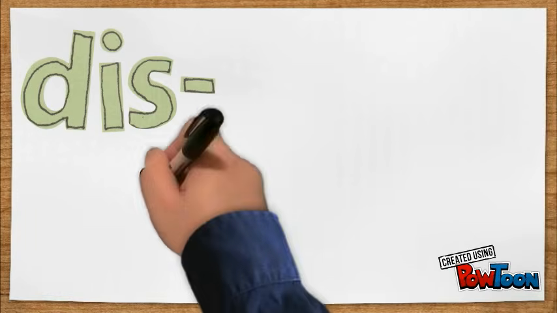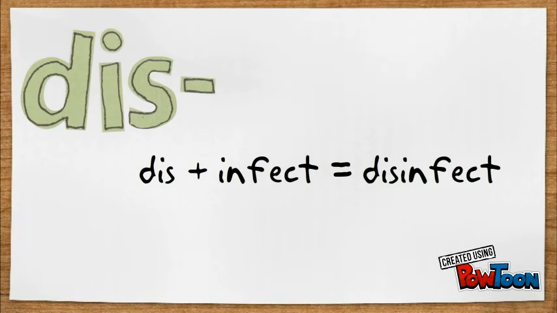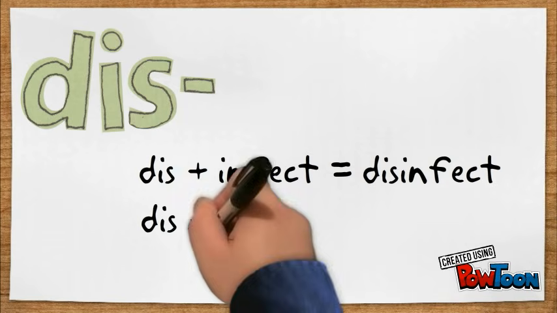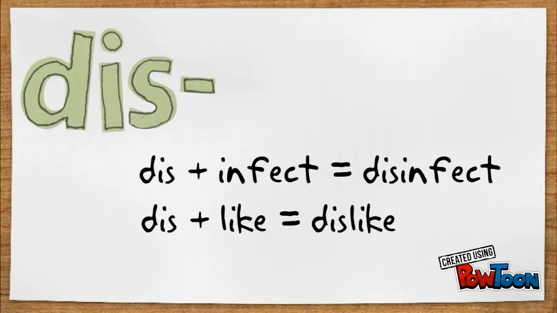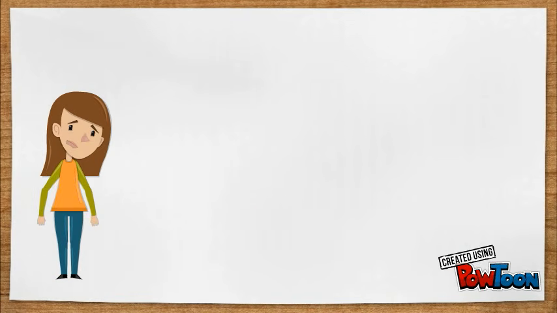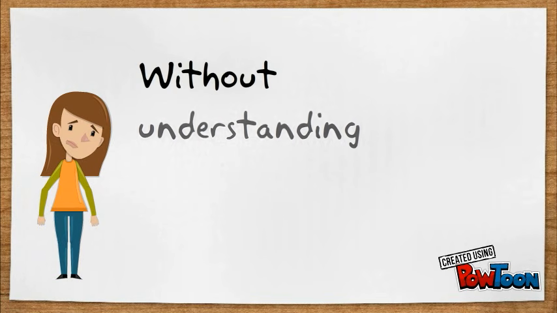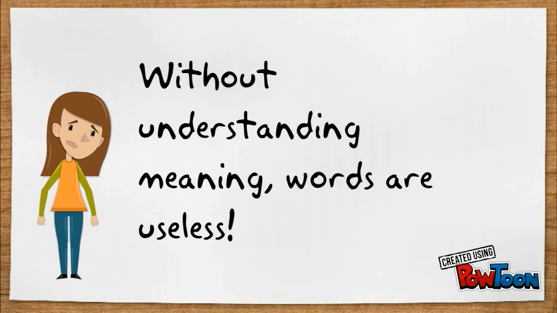If I take dis and add it to the root word infect, I now have the word disinfect. Similarly, if I take the prefix dis and add it to the root or base word like, I create the new word dislike. But wait, why so sad? Oh, we have new words but you don't know what they mean? Well, without understanding their meaning, words are useless. So let's figure this out.